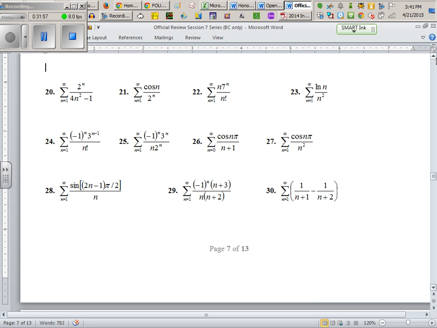Anything with a factorial, if I were you, I'd use the ratio test. And anything that has a difference of 2 fractions, I would use telescoping logic. So what does that mean? That means you write out the first few terms, maybe the first 8 actually, and then you'll see almost everything's canceling out. You guys want to try 30 real quick? Yeah, tons of stuff cancels out.